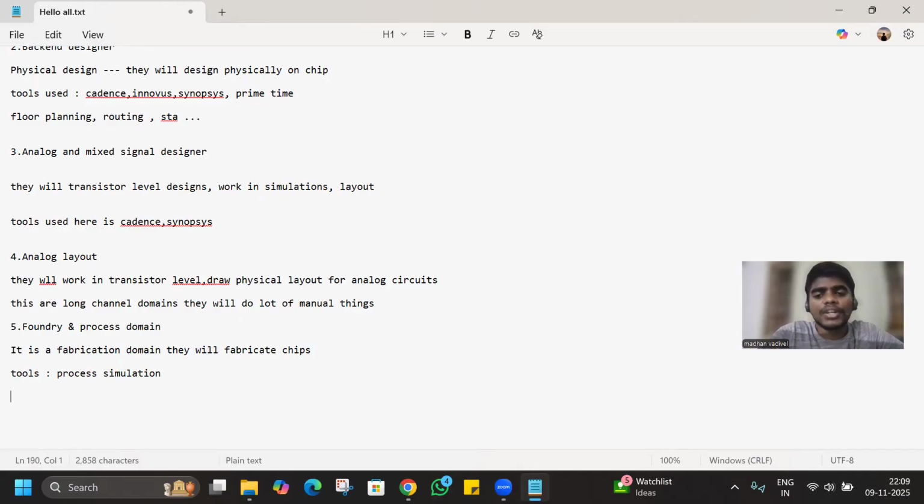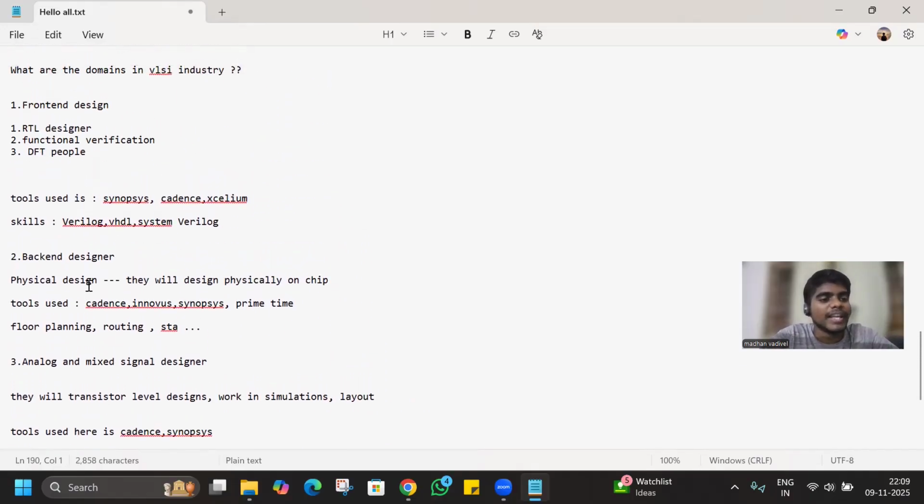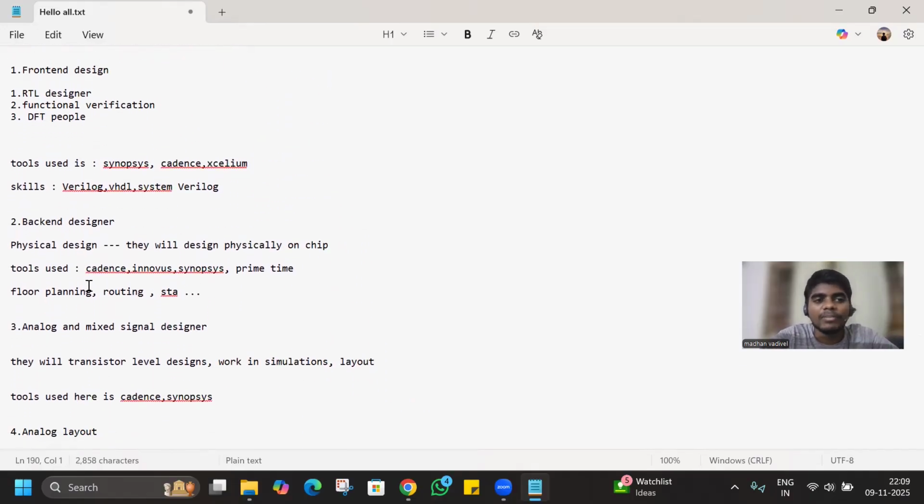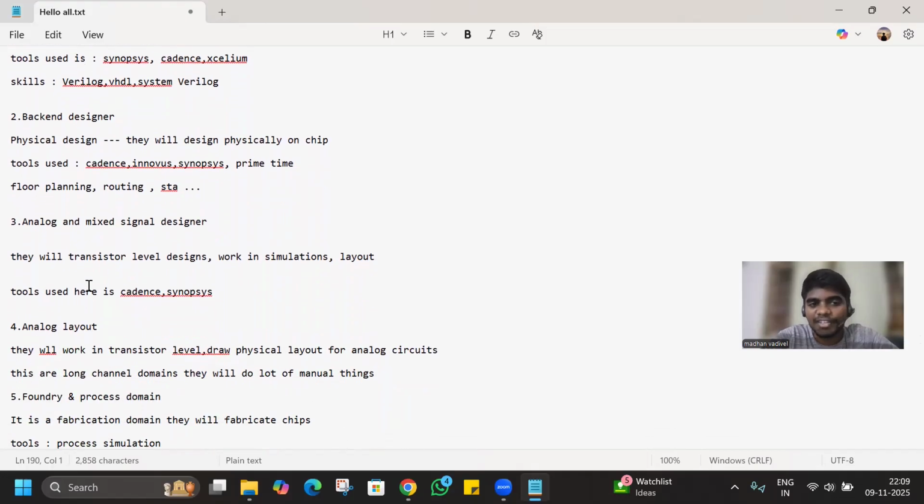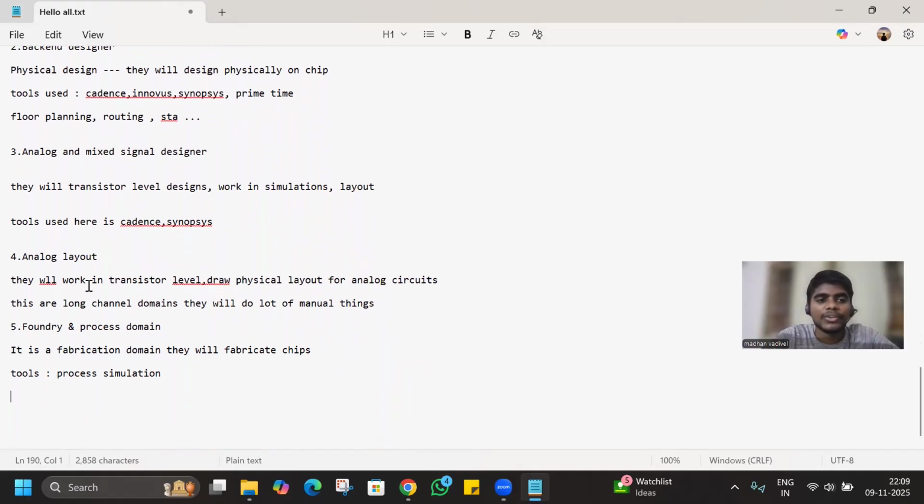Okay, these are the domains in the VLSI industry. The first one is front end. Front end involves RTL designers, functional verification, and DFT people. Tools here are Synopsys, Cadence, and Xcelium. Skills are Verilog, VHDL, and SystemVerilog. Backend designers will do physical design; they design the physical layout on chip. Tools are Cadence Innovus and Synopsys PrimeTime. Skills are floor planning, routing, etc.